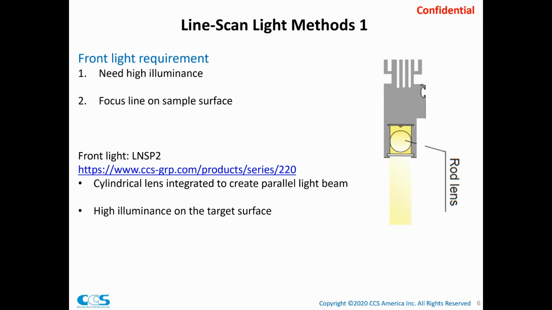As an example, the standard front light from CCS is the RSP2. In this light, we have an integrated cylindrical lens, which creates a parallel light beam, so it's really flexible for the working distance. We can use it at a short working distance but also at a long working distance and still get good intensity. It's also a really high power light, so you can get very good illuminance on the sample surface. This is the first lighting technique.